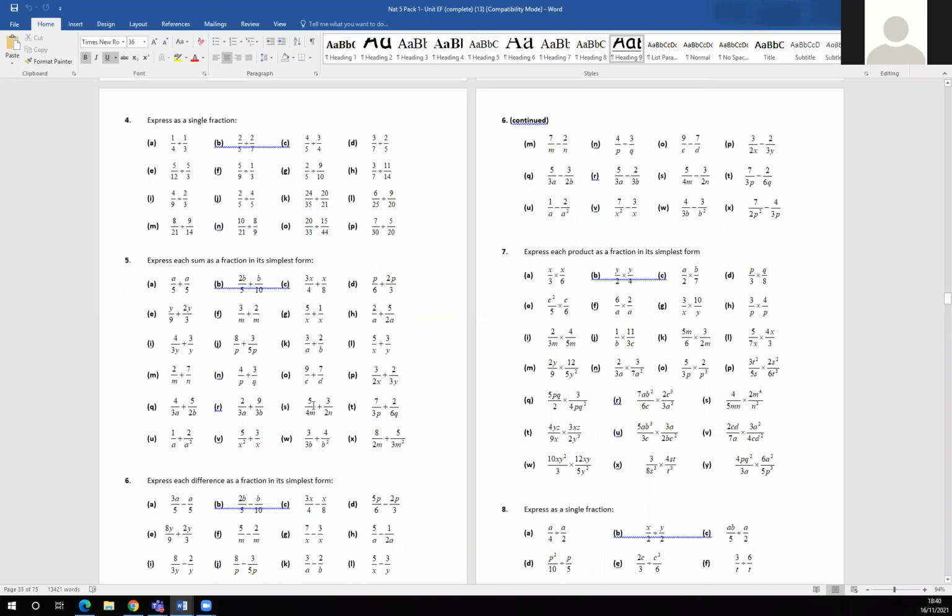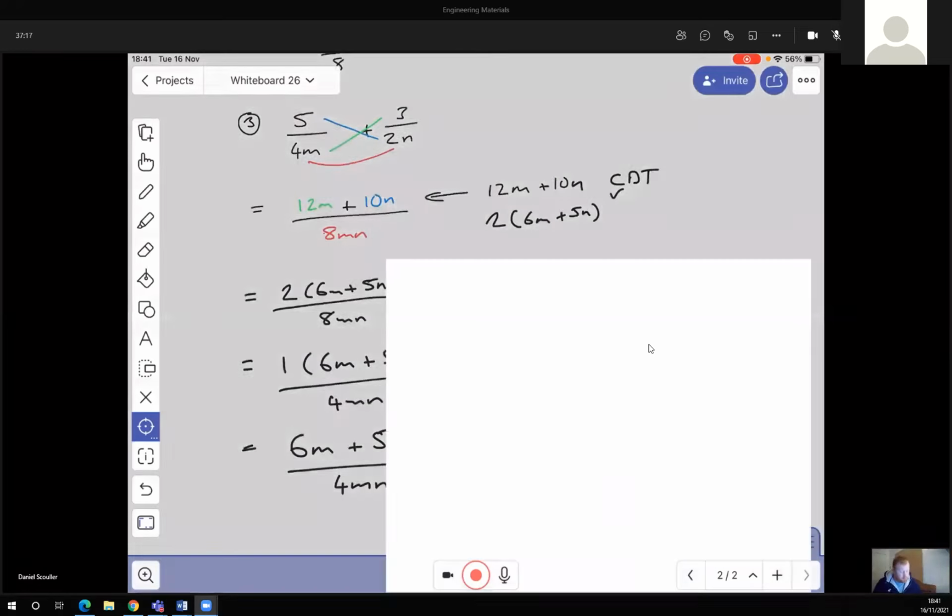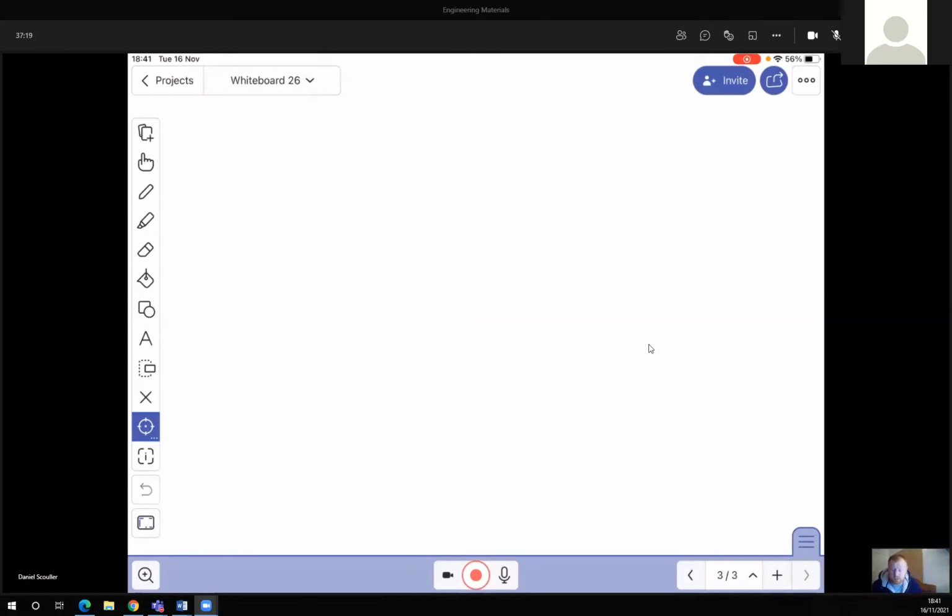Okay, I'm going to do 3 more examples and then I'm going to give you some to try. Okay, and that should be good timing for a wee 5-minute break as well. Okay, so again, the question would be the same. Express as a single fraction in the simplest form.